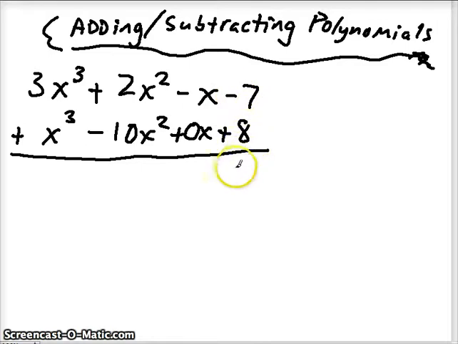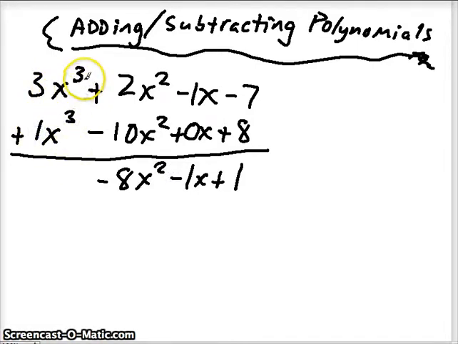So negative 7 plus 8 gives us a positive 1. Negative 1x plus 0x is negative 1x. 2x squared minus 10x squared is negative 8x squared. And 3x cubed plus 1x cubed is 4x cubed. So adding these two polynomials, we get 4x cubed minus 8x squared minus 1x plus 1. That's our final answer.